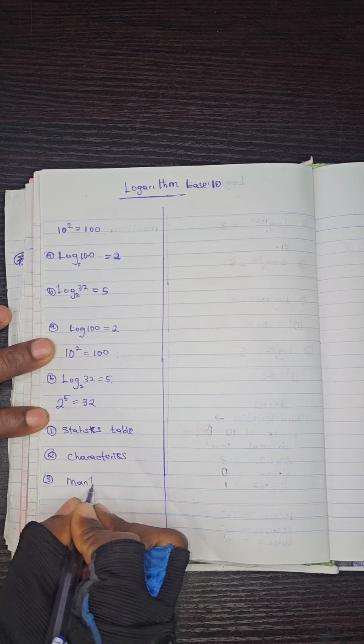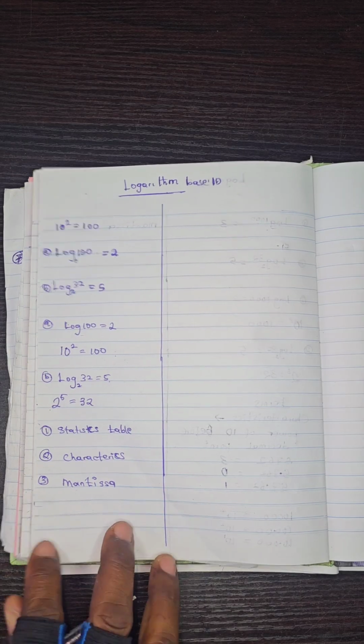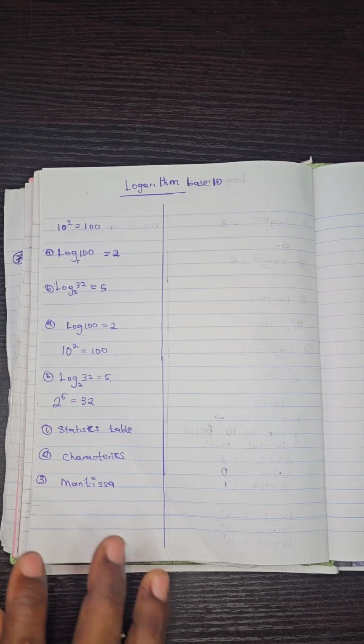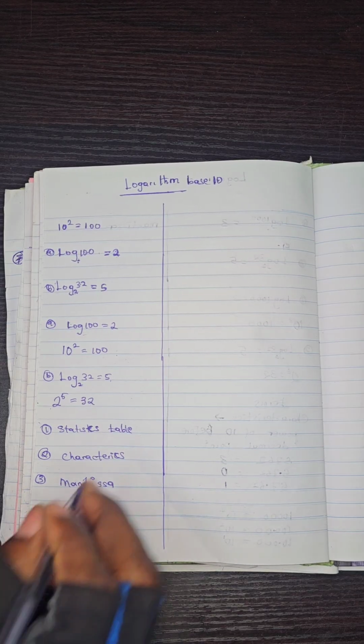Mantissa, if I'm correct. What does mantissa mean? Mantissa is what you find after you are given a number and you have found the characteristics. When you're looking for the logarithm of base 10, let me give you an example.